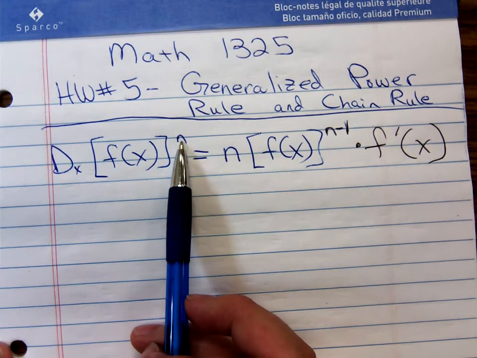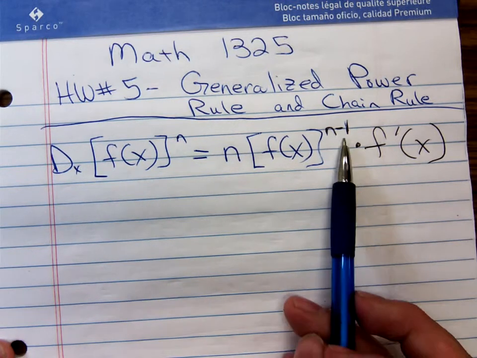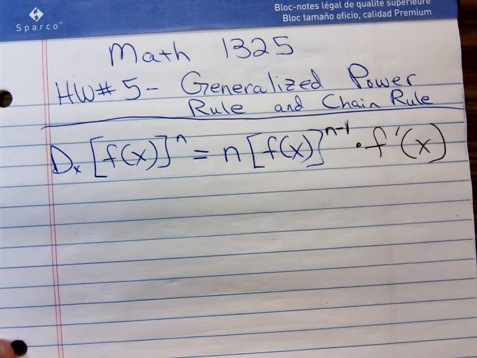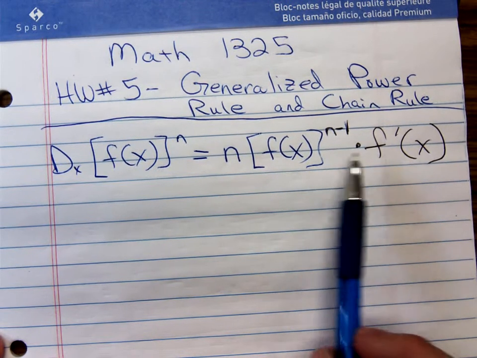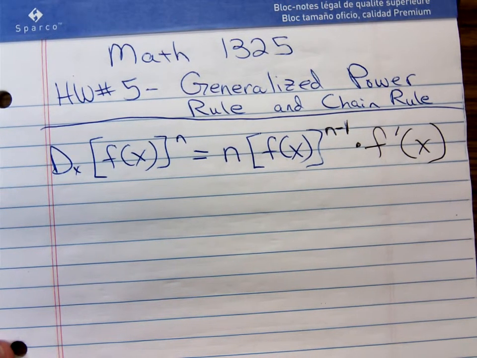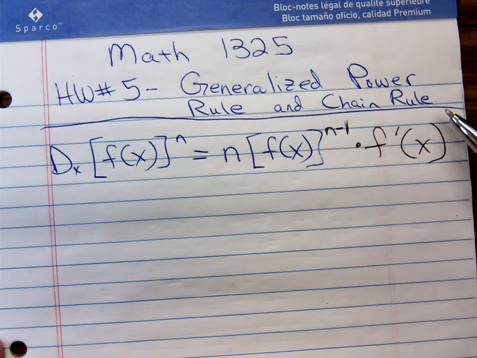You differentiate the outer function first. That's the power function. We know to differentiate the power function, you bring down the exponent, you subtract 1 to get the new exponent. But then you have to multiply by the derivative of the inside function, which I'm denoting with f prime of x. And this is just a specific case of the chain rule.